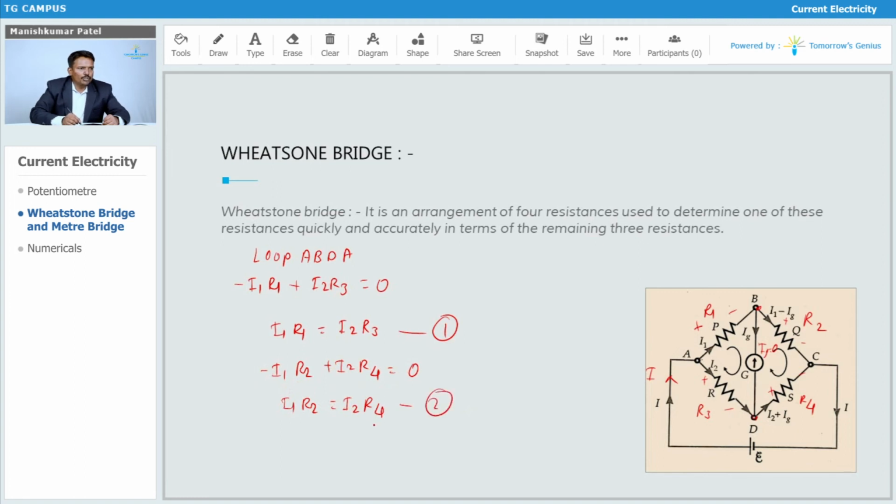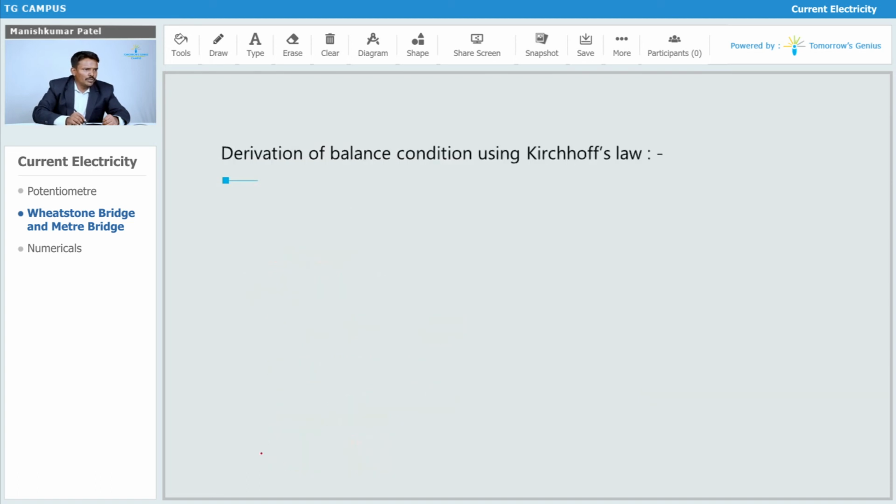Now just take the ratio of these two equations. You will get R1 by R2 is equal to R3 by R4. So this is what we call the Wheatstone's bridge condition: R1 by R2 is equal to R3 by R4.